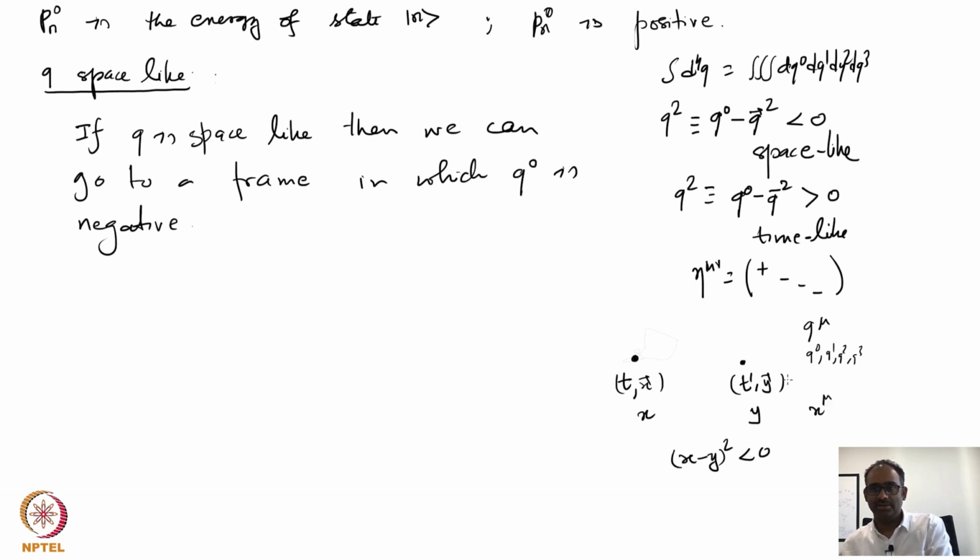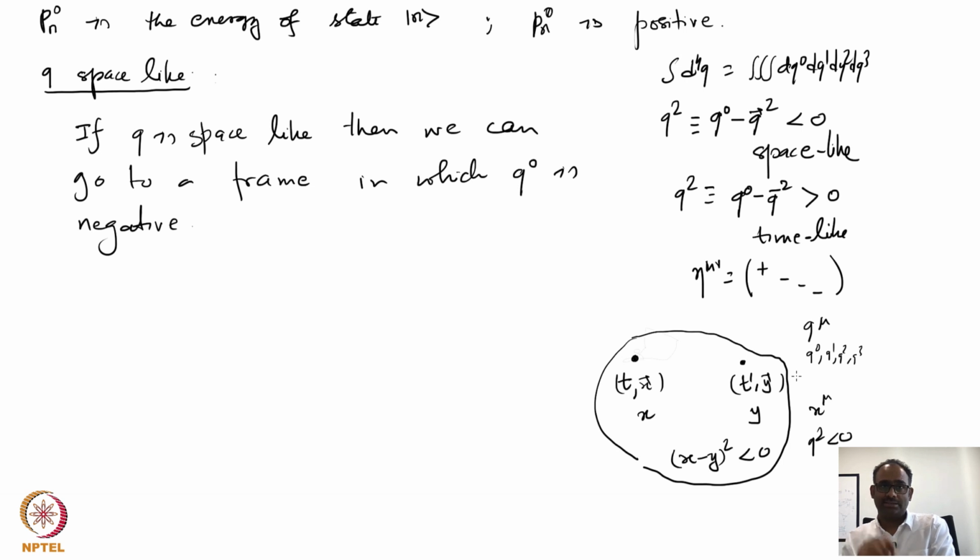Here I am utilizing the fact that this interval is space-like, and then I can go to a frame in which one happens first. I can always go to a frame in which x happens first or t is smaller. The corresponding statement here is, because they transform in the same way, x mu and q mu, if q is space-like, meaning q square is negative, then I can go to a frame in which q naught is negative, okay. So, I can do that.